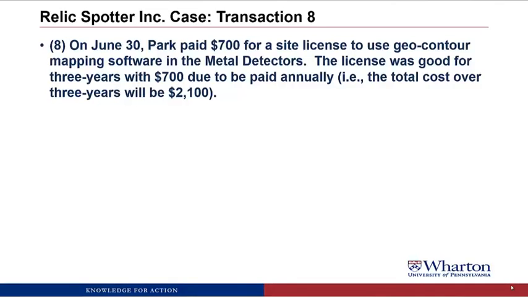On June the 30th, Park paid $700 for a site license to use geocontour mapping software in the metal detectors. The license was good for 3 years with $700 due to be paid annually, that is, the total cost over 3 years will be $2,100.